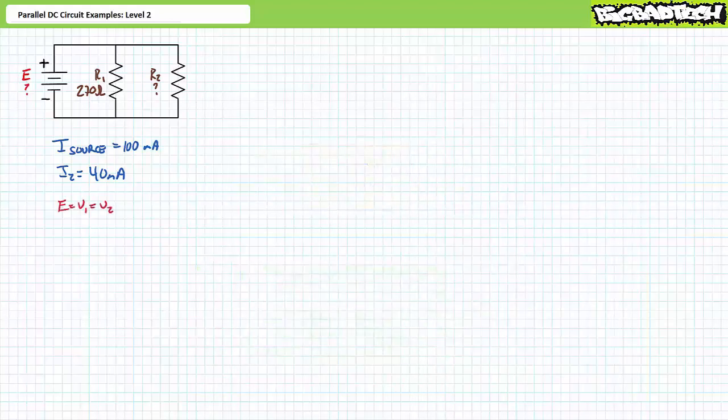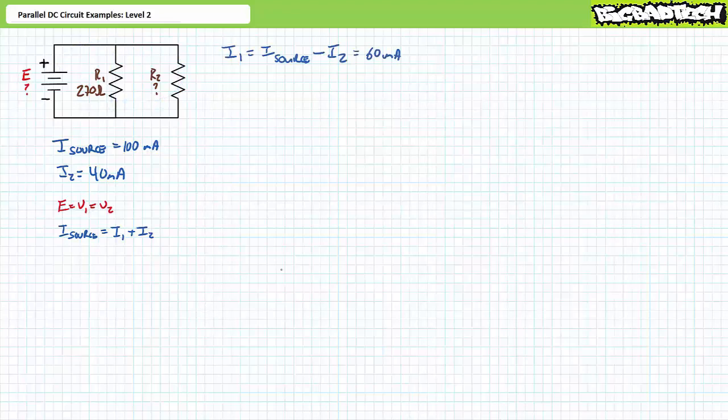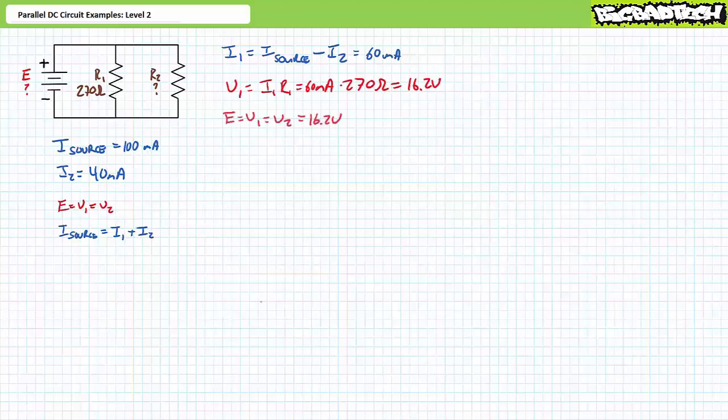Voltage across elements in parallel is the same. For this circuit, E equals V1, which equals V2. A Kirchhoff's current law analysis of this circuit demonstrates that source current splits into two paths, I1 and I2. The Kirchhoff's current law equation for this circuit is I source equals I1 plus I2. An algebraic rearrangement of the Kirchhoff's current law for this circuit, solving for I1, demonstrates that I1 is the remaining 60 mA of current. An application of Ohm's law demonstrates that V1 is 16.2 volts. Voltage across elements in parallel is the same. For the circuit, E equals V1, which equals V2, and they all equal 16.2 volts.